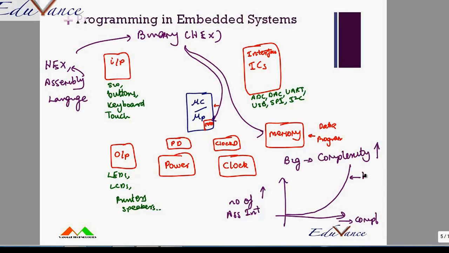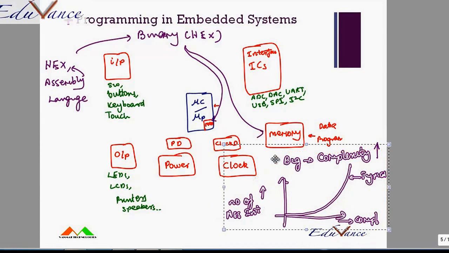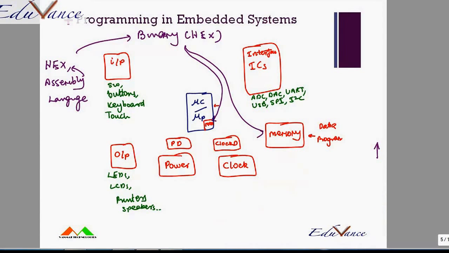This is again typical. You can come up with a different example, but what I'm trying to say is the more complex your program is, the number of instructions increases. Hence, programming using hex is very difficult for complex programs.